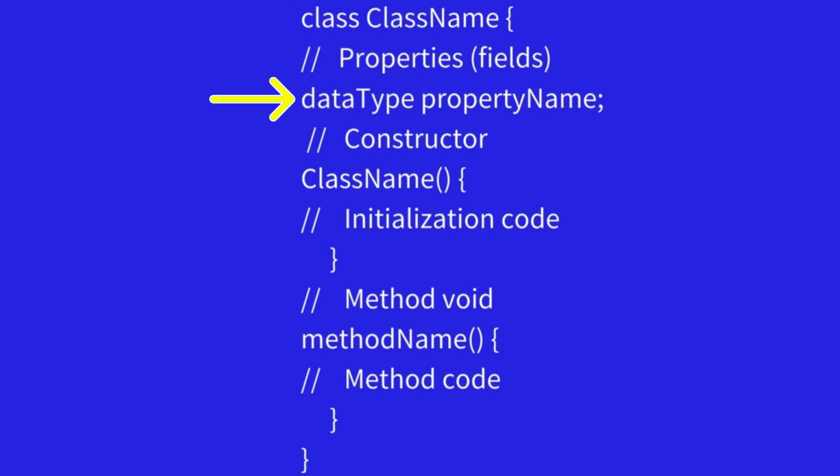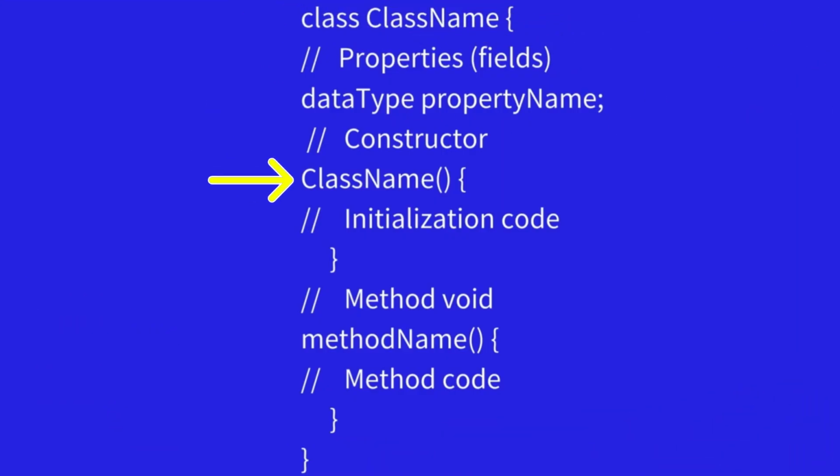A property, also called a field, is a variable inside a class that holds data. Each object of the class has its own set of properties. The data type of a property defines what kind of value it can store. For example, in a class representing a car, properties could include the car's color, speed, and price.